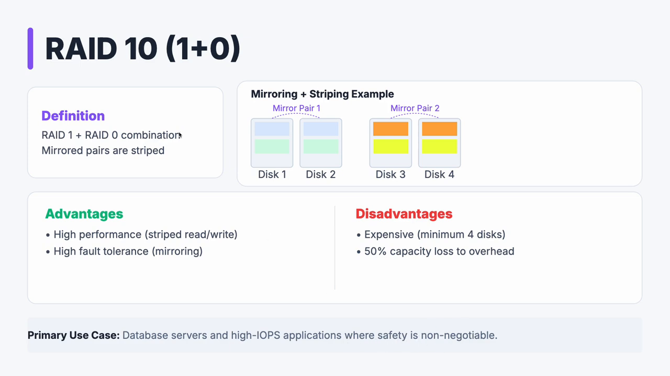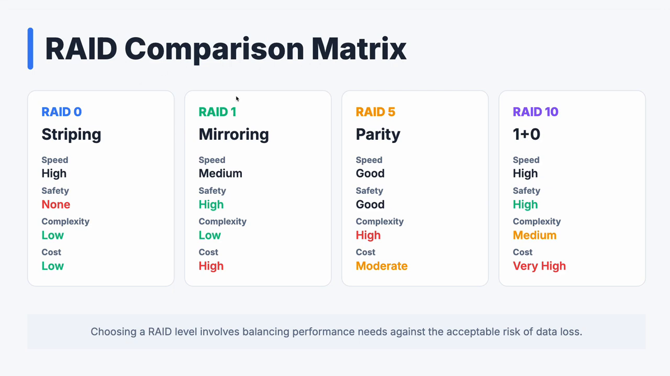So these are various RAID levels. This is a comparison matrix which will give us a high level overview. With striping we have high speed, but safety is not there. If a disk is lost, then we are losing the data. Complexity is low, cost is low. With RAID 1 mirroring, speed is medium, safety is high because we have mirrored the exact data. Complexity is low, cost is high. When we move to parity, as we are storing the parity bit, the complexity increases, but overall speed and safety wise it is good. The cost is moderate over here.